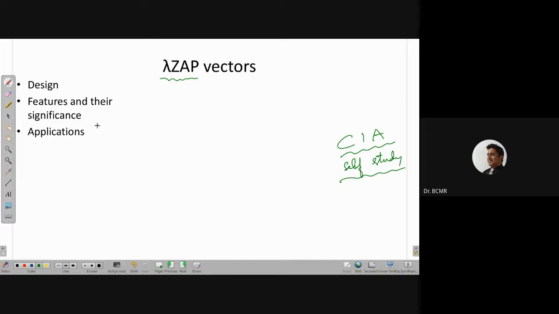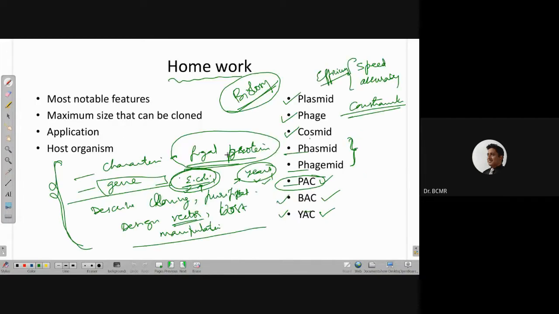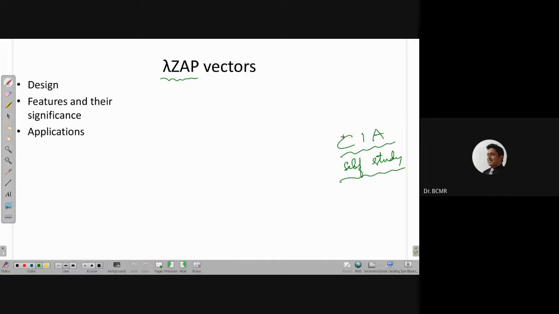Why do I do that? If we have understood all these things that we have discussed so far, the same things done a little bit differently is lambda zap vectors. First, try to know the design, the architecture. What is present in this? What genetic elements are there? Why are they included? What is their significance? How are they going to help achieve the goal? And then you will know the features and their significance, and what all lambda zap vectors can be used for.